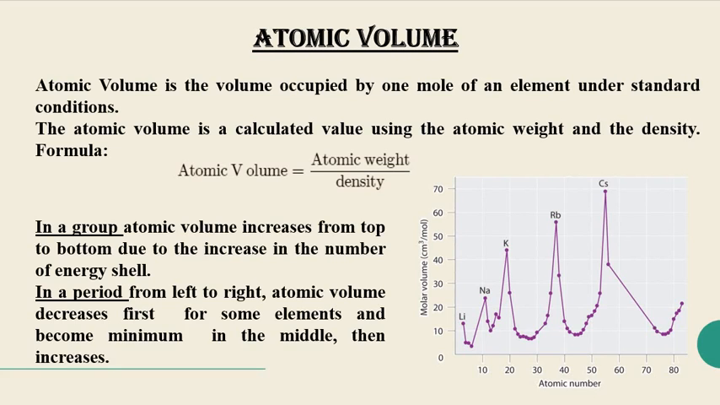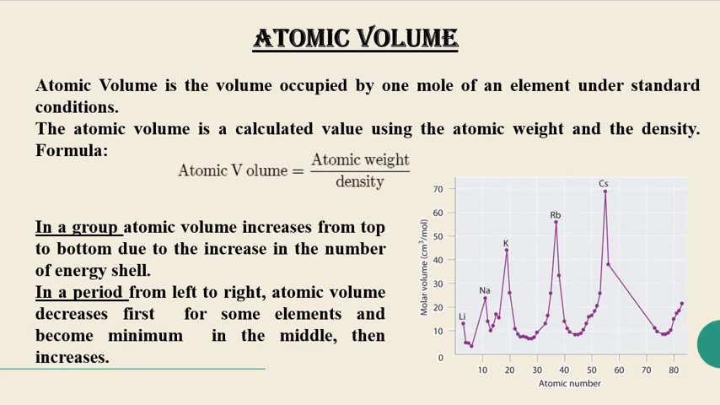Atomic volume. Atomic volume is the volume occupied by 1 mole of an element under standard conditions. The atomic volume can be calculated by using atomic weight and the density. So the formula is atomic volume equals atomic weight upon density. As we are calculating for 1 mole of element, it is also known as molar volume.